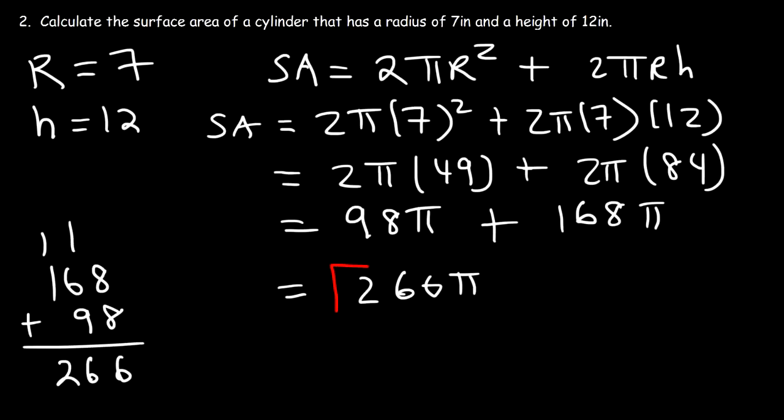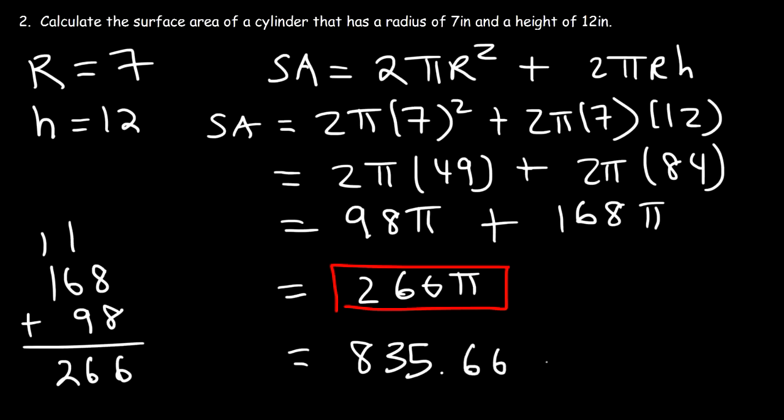So that's the surface area if you want an exact answer. If you want to round it to the nearest hundredth, 266 pi is about, this is using the exact answer, not 3.14. It's 835.66. And the units are inches cubed.